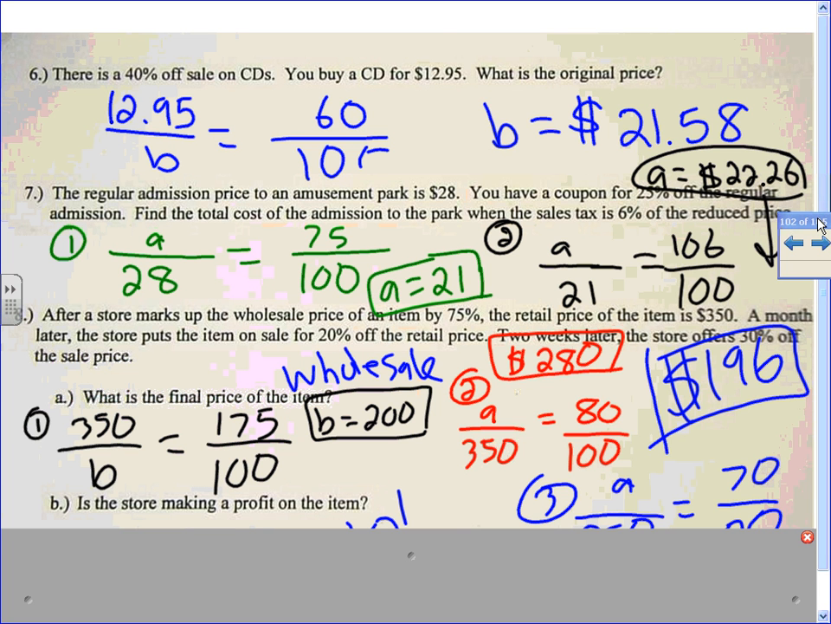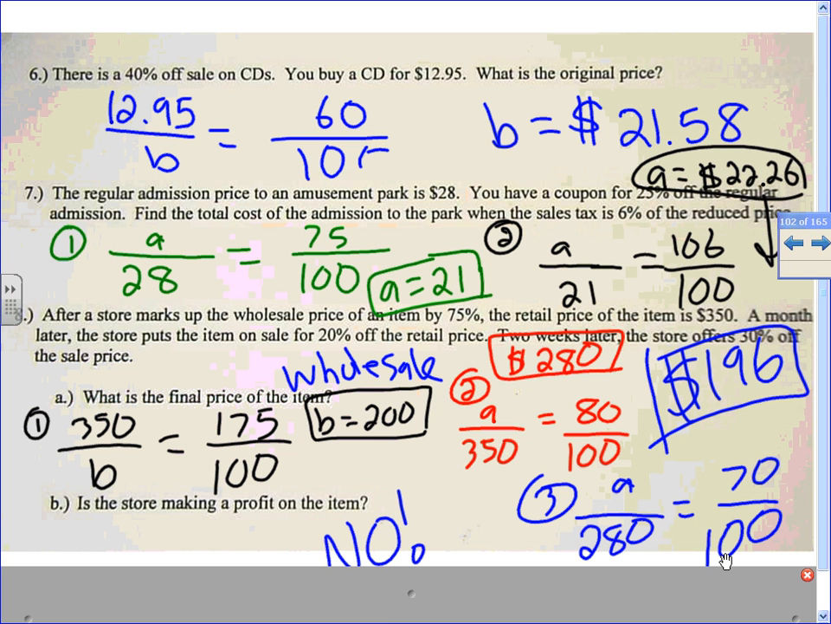So here's how you get 200. Here's how you get $280. And then finally, the final answer is you get $196, which is they asked you what is the final price of the item. So technically, you only had to do these 2 steps to get to this. But it's good practice. Okay, Matt, we'll start with you.